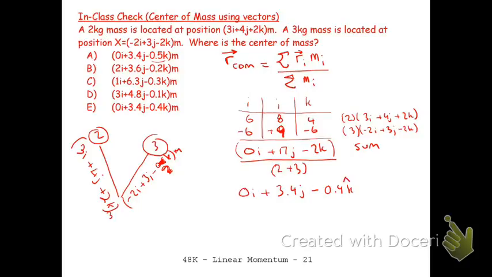Okay. Now, this is going to be a position, so it's in meters. And so it was 0, 3.4, minus 0.4. It's the bottom one, isn't it? Yeah. Cool. So again, it's the same problem, it's just dressed up a little bit different.